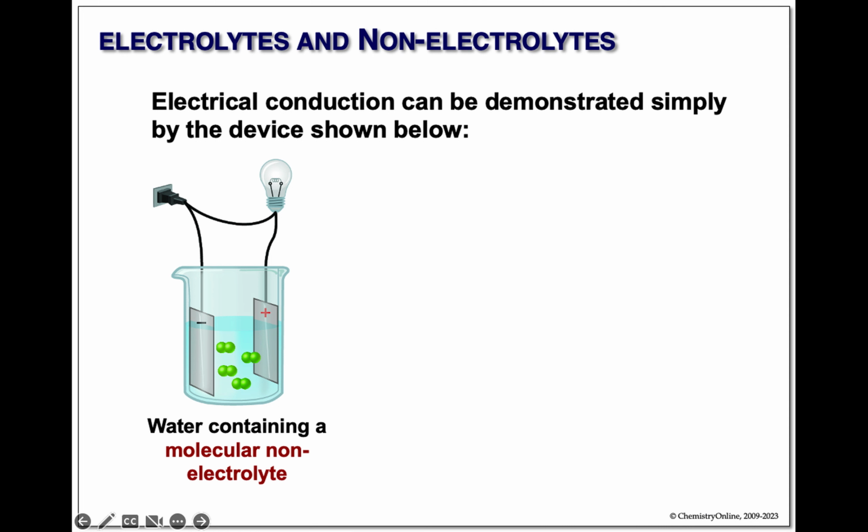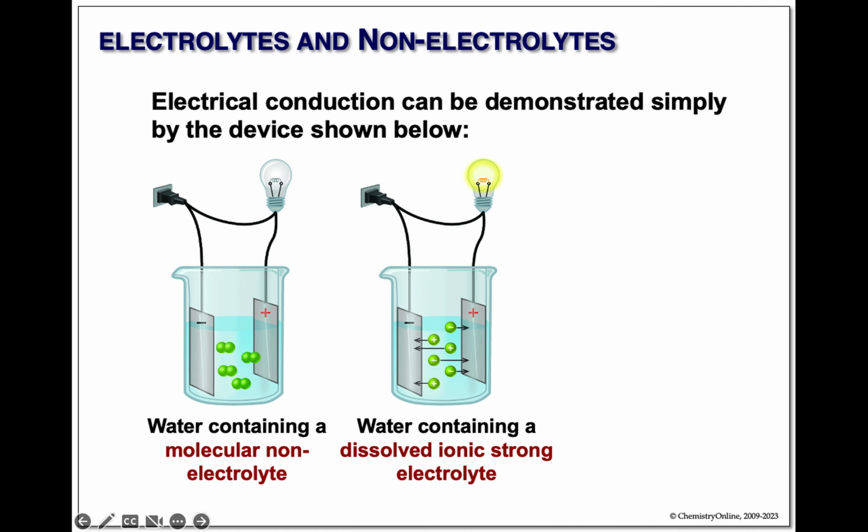So, if we take our solution, this is a non-electrolyte, the bulb doesn't light. But if we change this to something that's ionic, we get a really nice bright burn on our bulb. This is called a strong electrolyte. This is a really killer solution. If you're setting this up and you just happen to stick your pinky in the water, you're toast. Okay. Very, very dangerous.